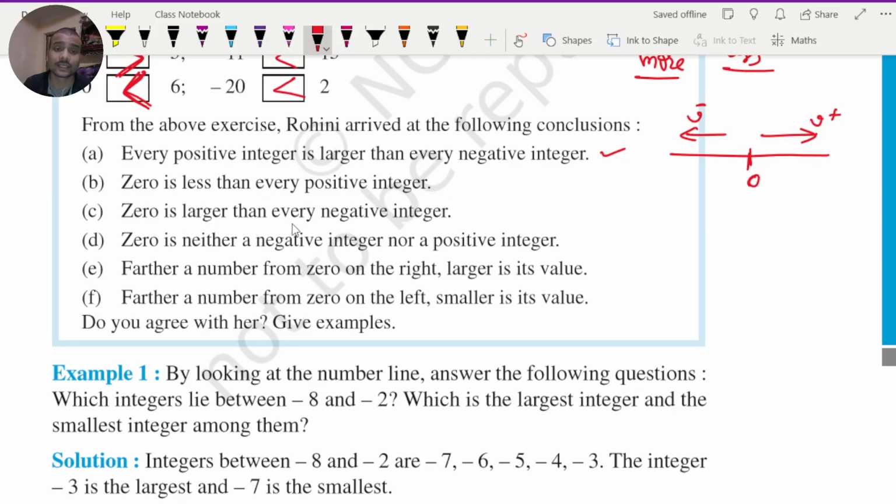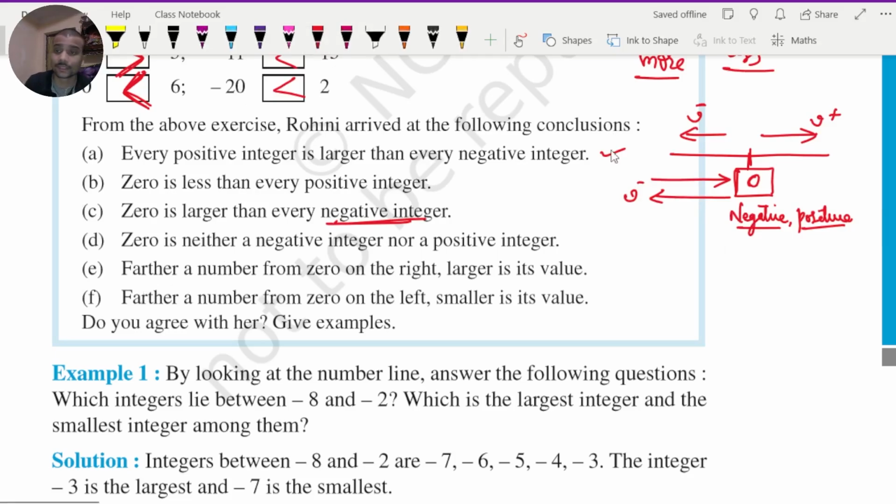0 is larger than every negative number. Yes, because if we come this way, the value of the number increases, and if you go this side, the value of the number decreases. 0 is neither a negative number nor a positive number. Yes, 0 is not negative and not positive. What has been said here? It is not negative, not positive.